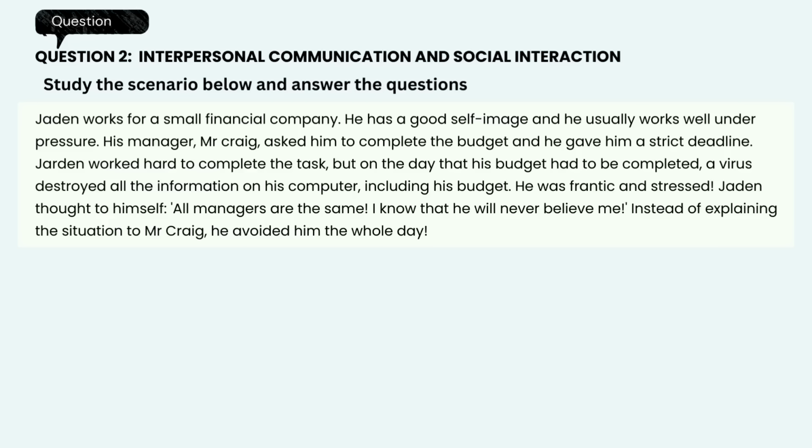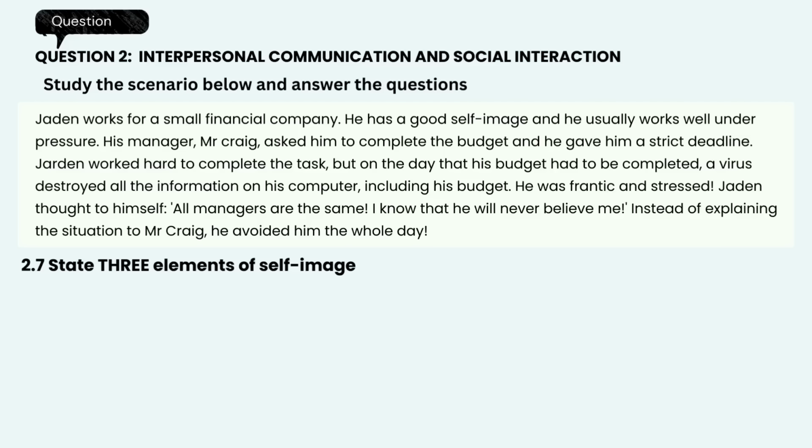Study the scenario below and answer the questions. Jardine works for a small financial company. He has a good self-image, and he usually works well under pressure. His manager, Mr. Craig, asked him to complete the budget and he gave him a strict deadline. Jardine worked hard to complete the task, but on the day that his budget had to be completed, a virus destroyed all the information on his computer, including his budget. He was frantic and stressed. Jardine thought to himself, "All managers are the same. I know that he will never believe me." Instead of explaining the situation to Mr. Craig, he avoided him the whole day.